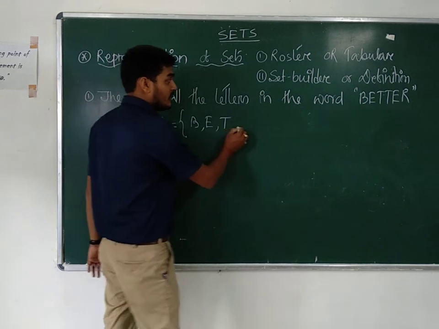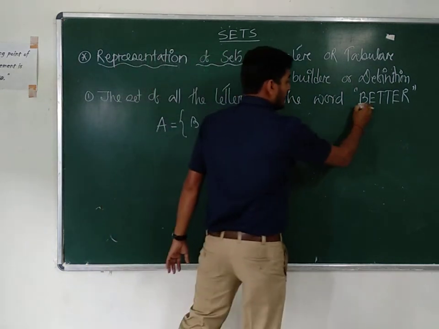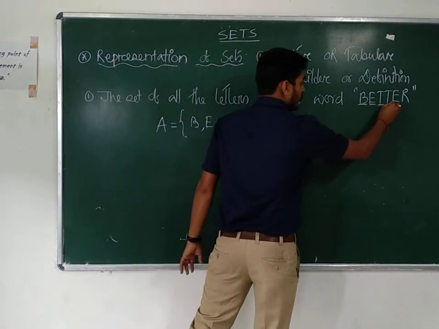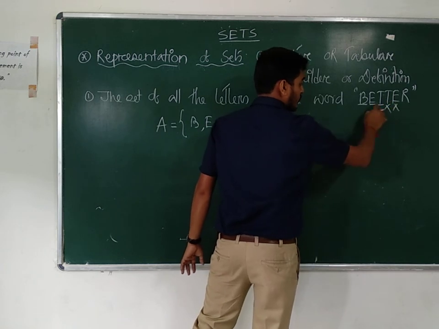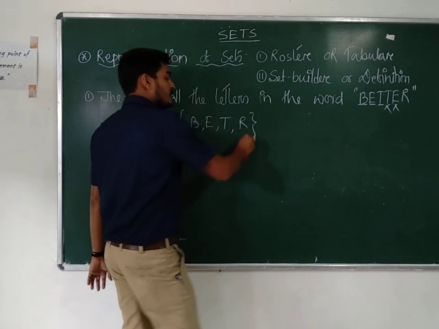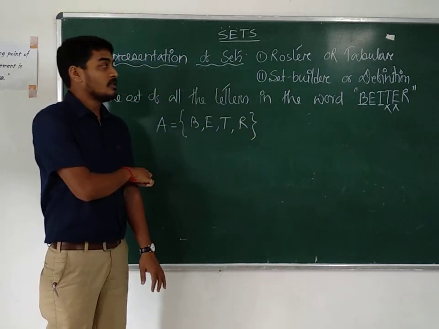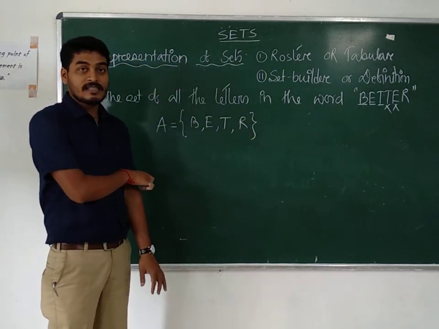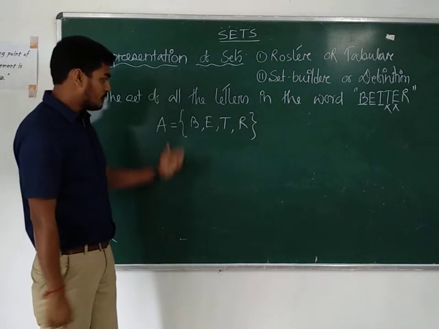So B, E, T. We will not write T again here. We will not write E again because E is already repeated two times. Then what will be the next one? R. This is the representation of the roster form or tabular form of a set where the information is given.